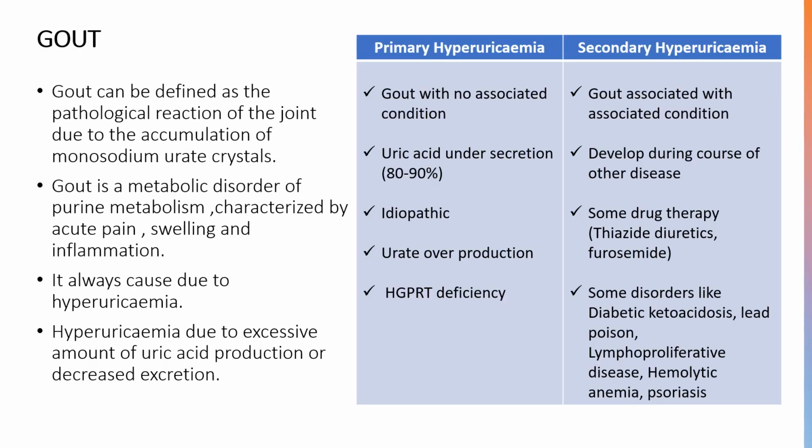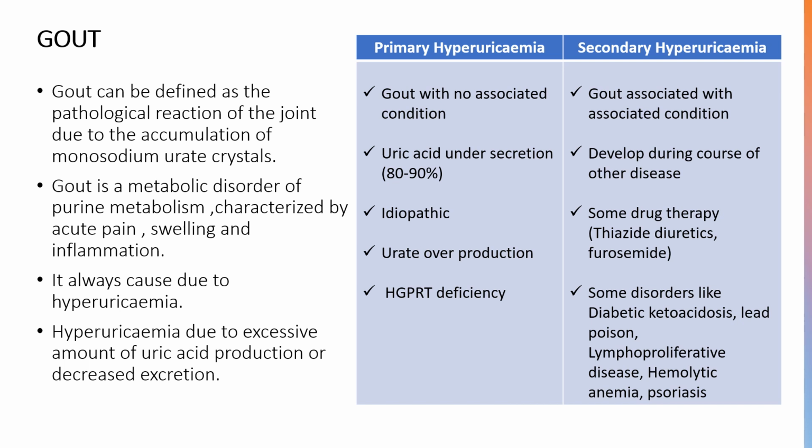Gout can be defined as the pathological reaction of the joint due to the accumulation of monosodium urate crystals. Gout is a metabolic disorder of purine metabolism characterized by acute pain, swelling and inflammation. The end product of purine metabolism is uric acid. This increased amount of uric acid gets converted to monosodium urate crystals, and these crystals get deposited in the synovial fluid or synovial space, causing a disease condition called gout.